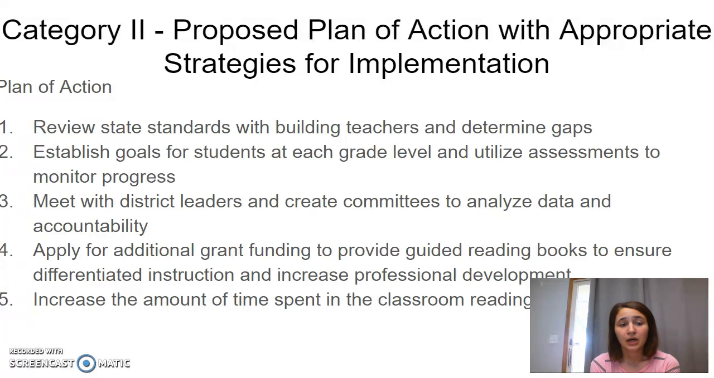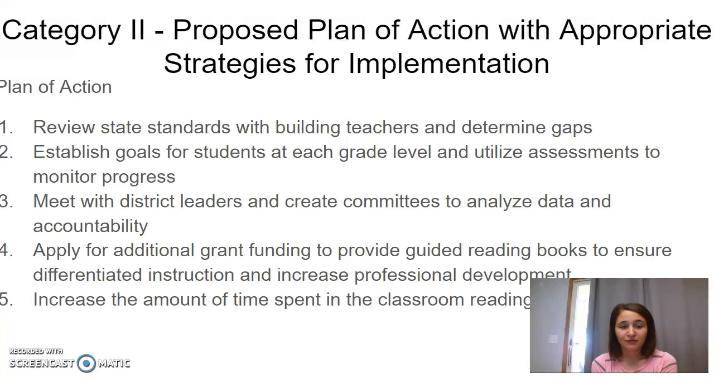Step 2, establish goals for students at each grade level and utilize assessments to monitor their progress. Step 3, meet with district leaders and create committees to analyze data and accountability. So looking at creating a curriculum committee, a data analysis committee, just to make sure the efforts are appropriate and meeting the objectives that we have set.